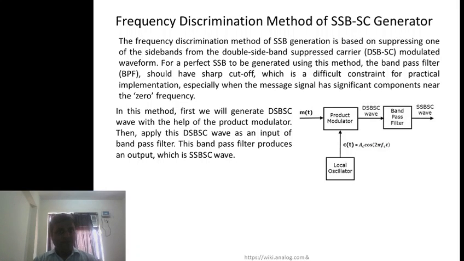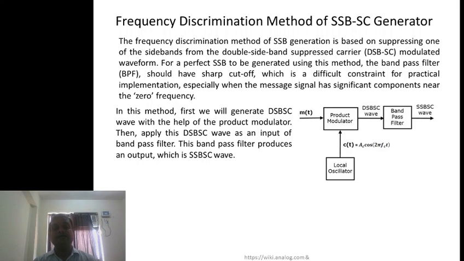For this suppression of one of the sidebands from a double sideband suppressed carrier, we require a band pass filter which has very sharp cutoff characteristics, and such a filter is difficult to create. It is the most difficult constraint, because if we use a band pass filter with very sharp cutoff characteristics, we require a higher order filter, so the characteristics are complicated.